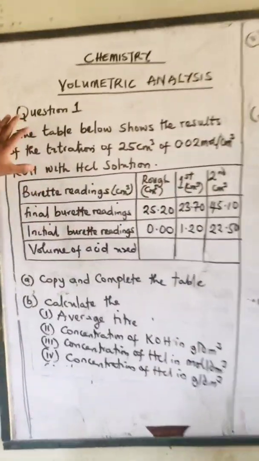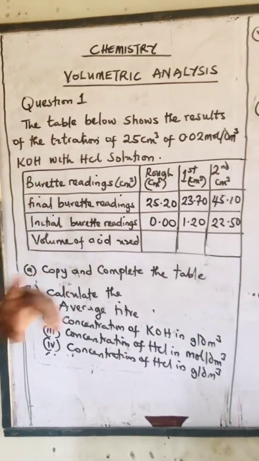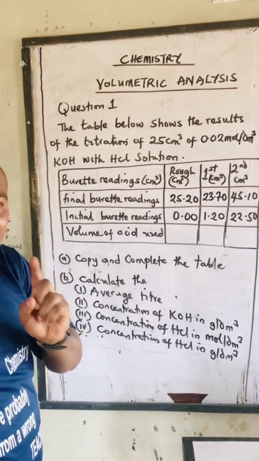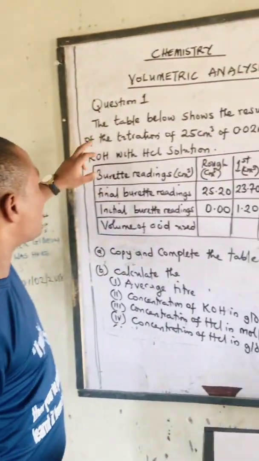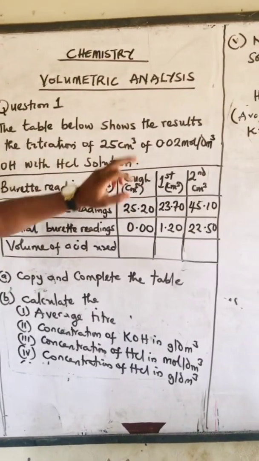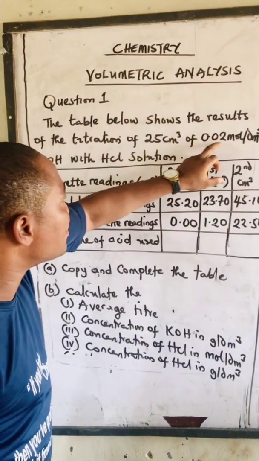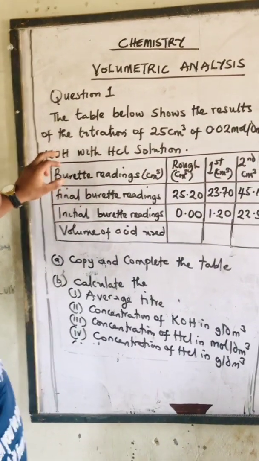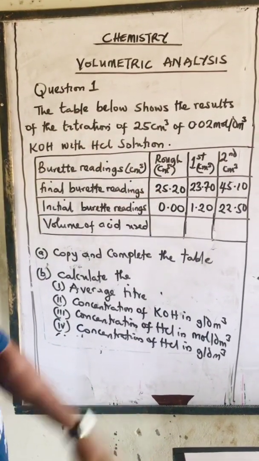Now we have the first question. Don't forget, you are doing alternative to practical. The first question here I have: the table below shows the result of the titration of 25 cm³ of 0.02 mol/dm³ KOH with HCl solution.